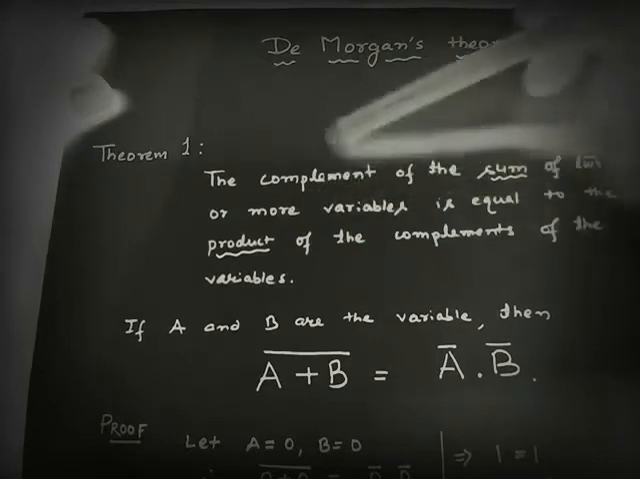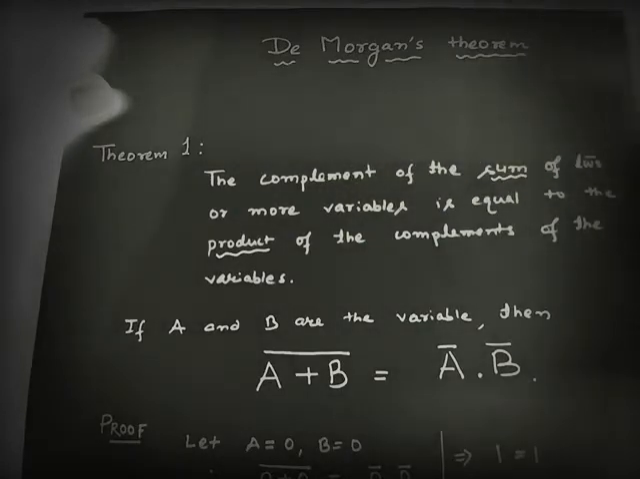What is complement? Complement means if the variable is 1, then its complement will be 0. That is, it will be opposite. And if the variable is 0, its complement will be 1. And what are 0 and 1 actually?